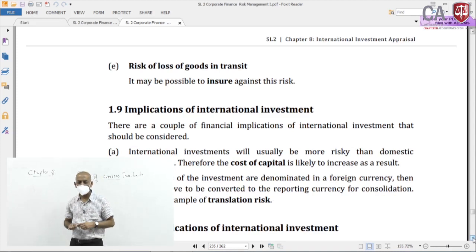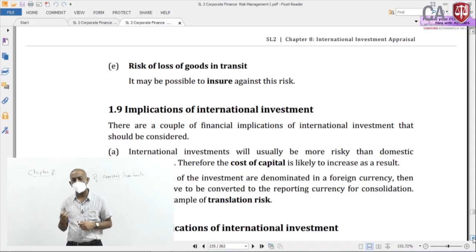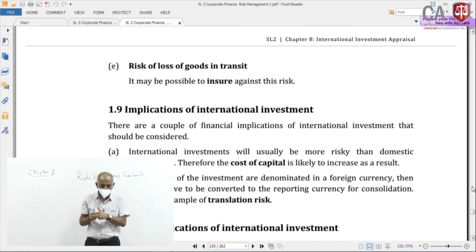Then the risk of loss of goods in transit. There is one thing they say, it may be possible to lose your goods in transit. So if you are talking about sending goods to another part of the country, another part of the world, and that country is exporting goods to Sri Lanka, I will face that issue. I will face the issue of the goods getting lost. So that's basically one of the other risks you can think of. So these are some of the risks when you are going for foreign currency or foreign investment.